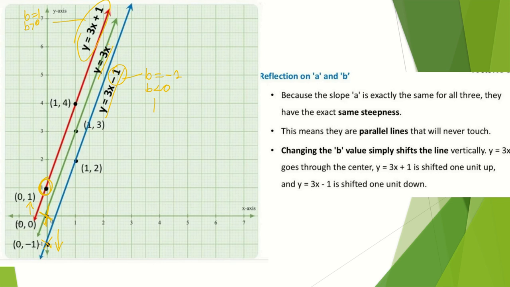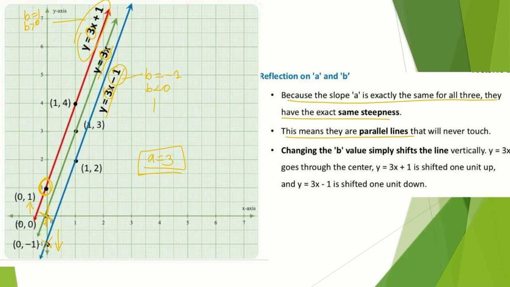Got the idea? Now we will consider a. Okay, a is the same for everything, right? a is equal to 3 for all the cases. This is 3, this is 3, this is also 3. So a is 3 means the slope is exactly the same for all the 3. The steepness is the same. Okay, so they are parallel lines that won't touch.